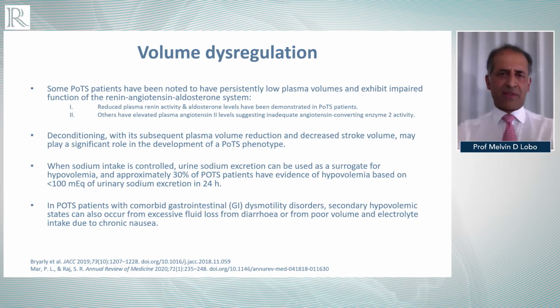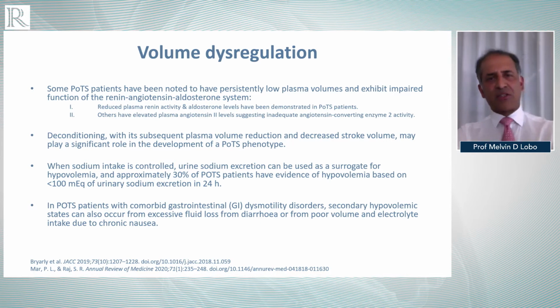And then in addition to this, we have the other subtype, volume dysregulation, whereby POTS patients are commonly observed to have low plasma volumes. If you use an accepted measure of plasma volume based upon sodium excretion in a controlled sodium intake state, we can see that approximately 30% of patients may have this low volume state. It's been proven now that that can arise due to impaired renin-angiotensin-aldosterone system regulation, whereby you can have either reduction in aldosterone or renin levels in POTS patients, or even levels of plasma angiotensin II might be elevated, suggesting inadequate ACE2 activity. So we have various different factors here that point towards a substrate for volume dysregulation.